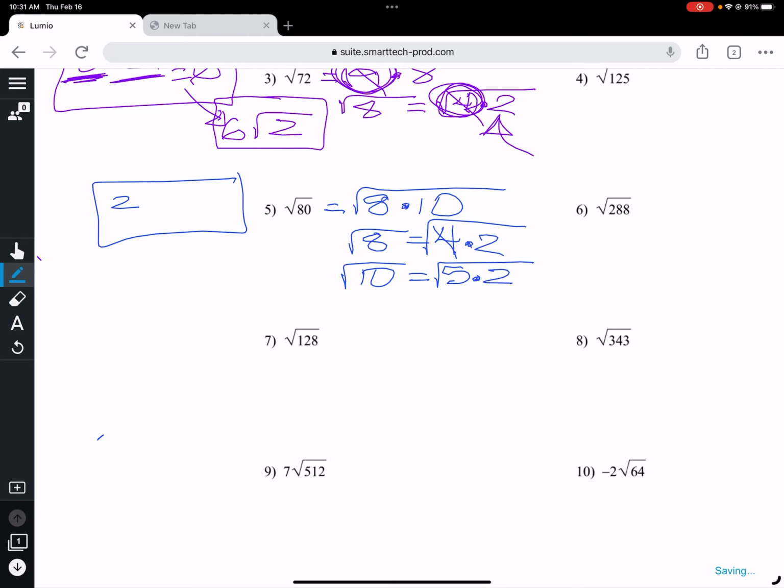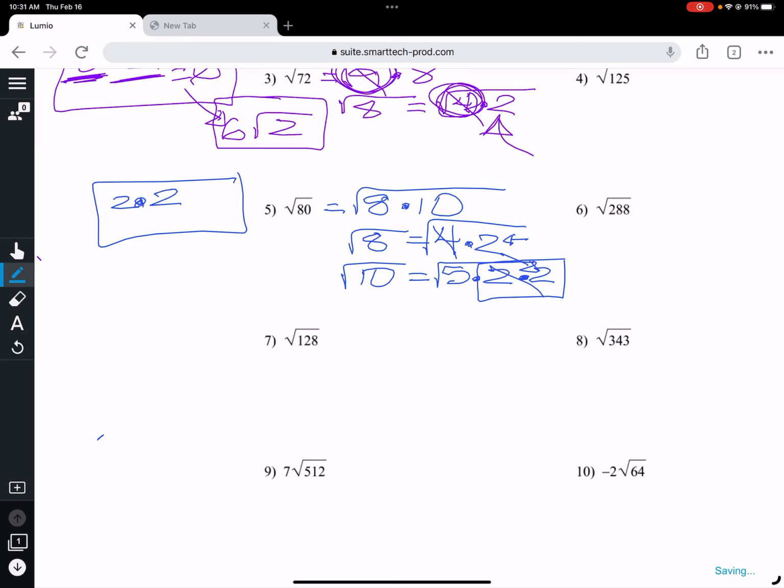Are either of those perfect squares? No, but look what we have. We had this baby 2 that was having to stay in the house. It comes down and we can combine those together and have 2 and 2. What number would that be? 4. And so it would go in as a 2.